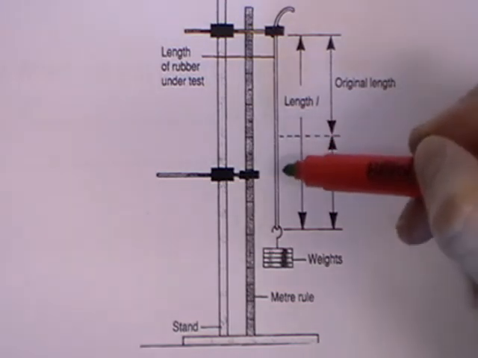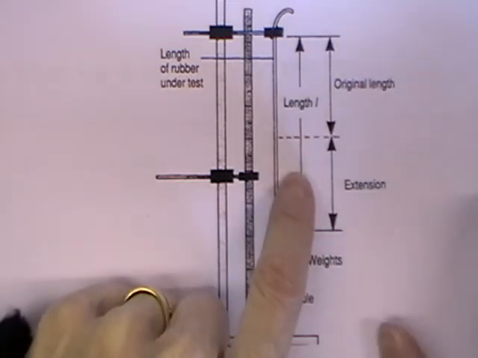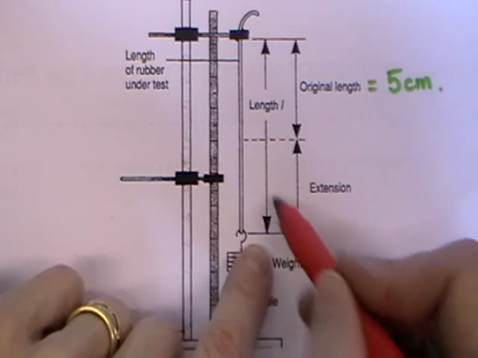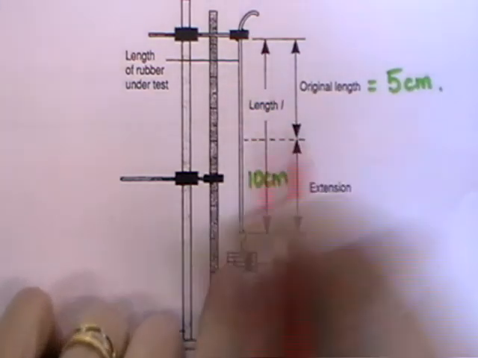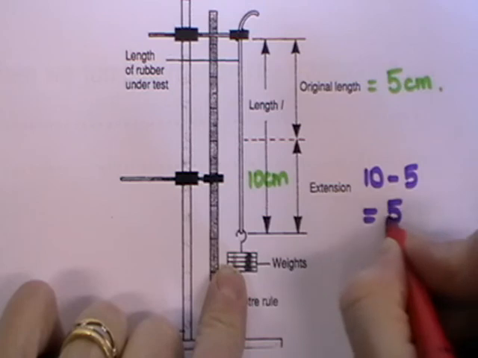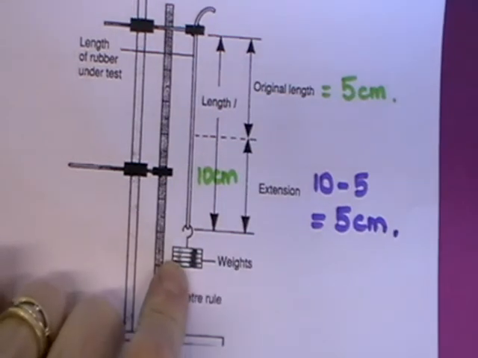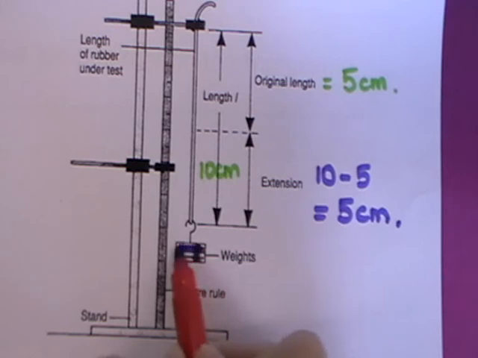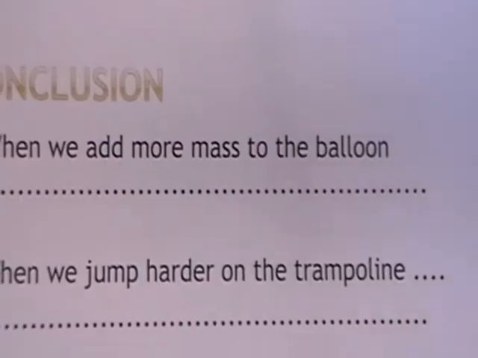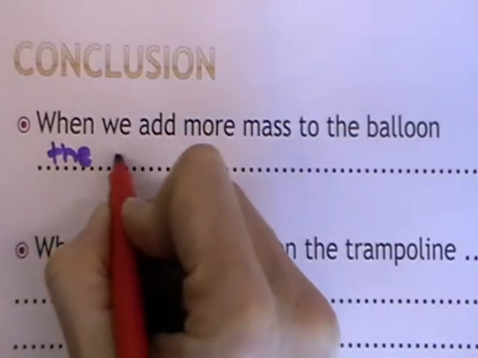And then for every bit that it extended by, what we did was we measured the whole length and took the original length away from it. So if our original length was 5 centimetres, and the whole length here is now 10 centimetres, then the extension is the new length of 10, take away the original 5, so the extension is 5 centimetres. And that's how we calculate the extension when we do this experiment. So our conclusion to that experiment was, the more weights that you added, the more this extended by. So the conclusion is when we add more mass to the balloon, the extension increased.